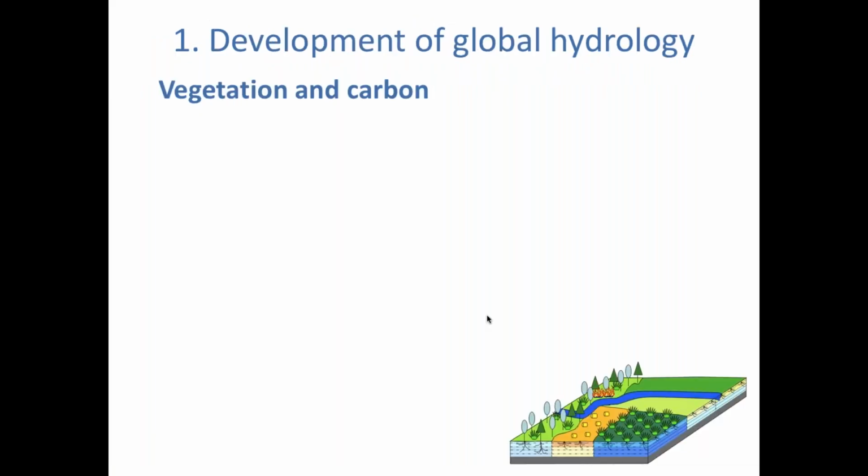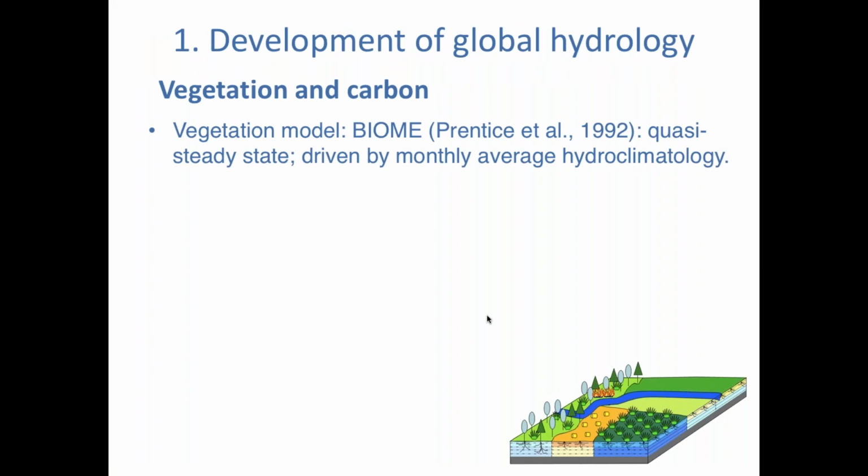Okay. The third line of models that developed was actually from the vegetation and carbon community. They started with a model called BIOME, which is a quasi-steady state model that tries to estimate what the dominant vegetation type or mix is at a certain pixel. This usually was run at 1 degree, so large pixels, so small spatial resolution, and BIOME was really driven by monthly average climatology. So it was a very simple one-soil-bucket model, and based on temperature and precipitation climatology, a certain vegetation type was there.